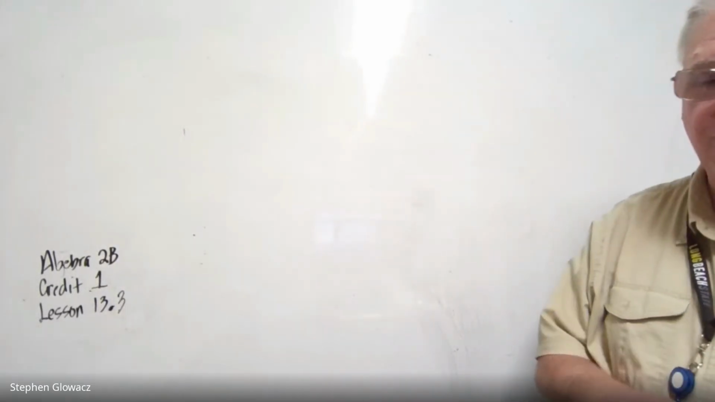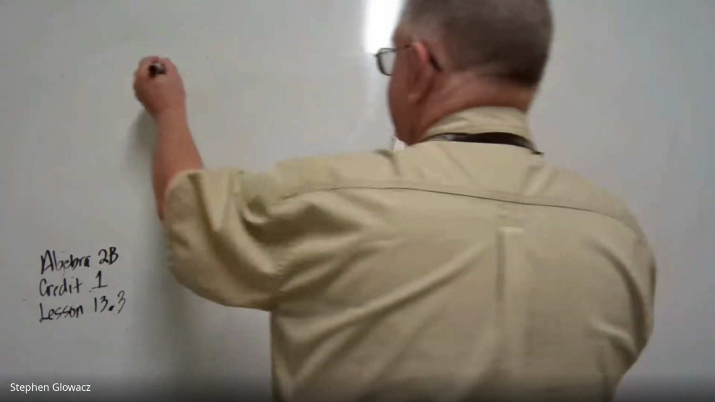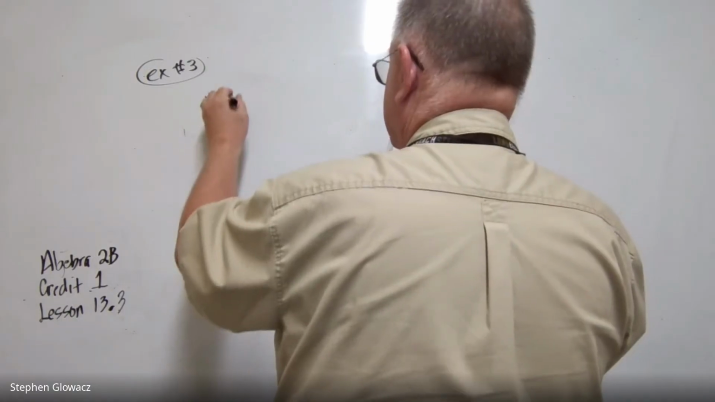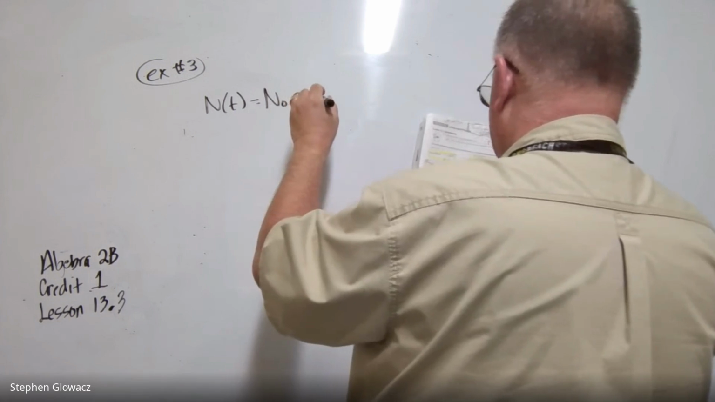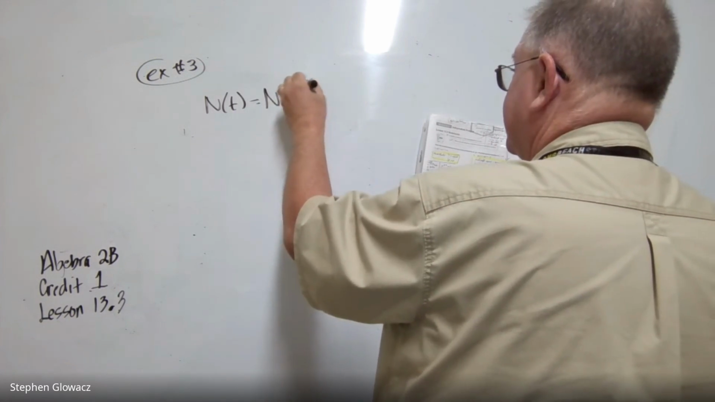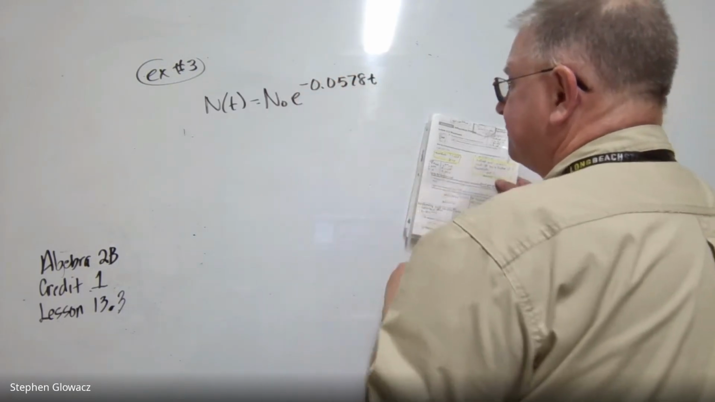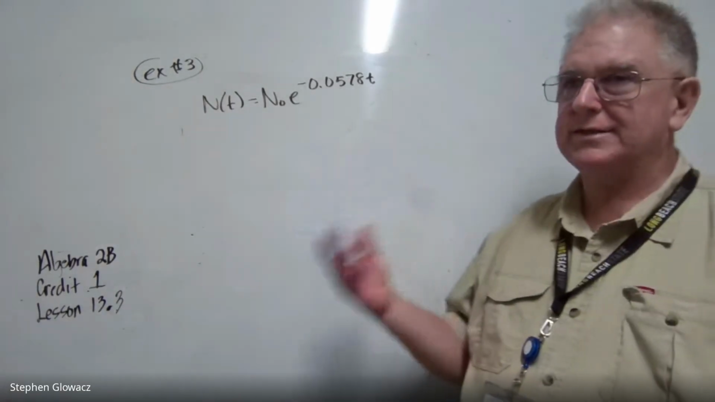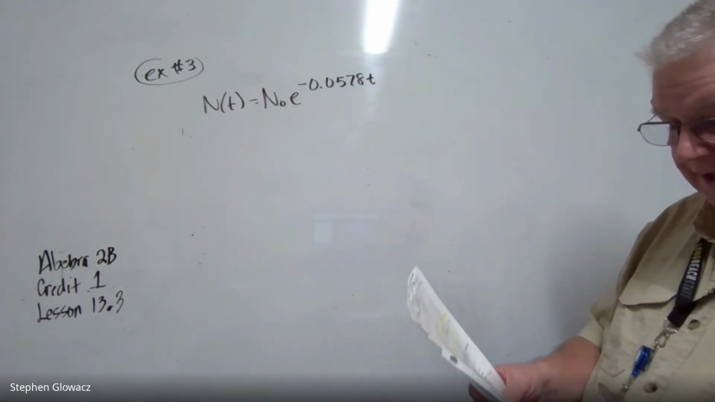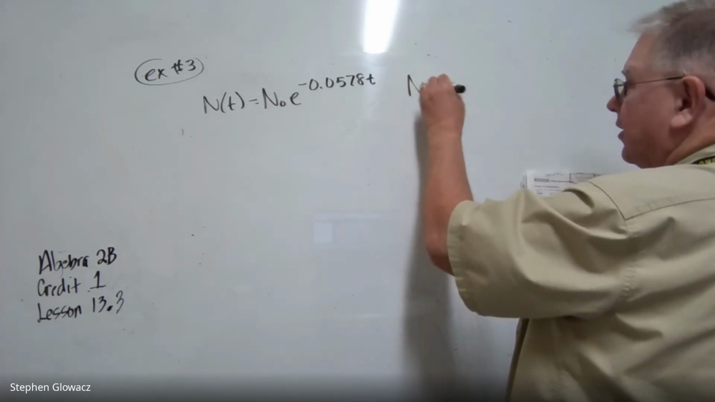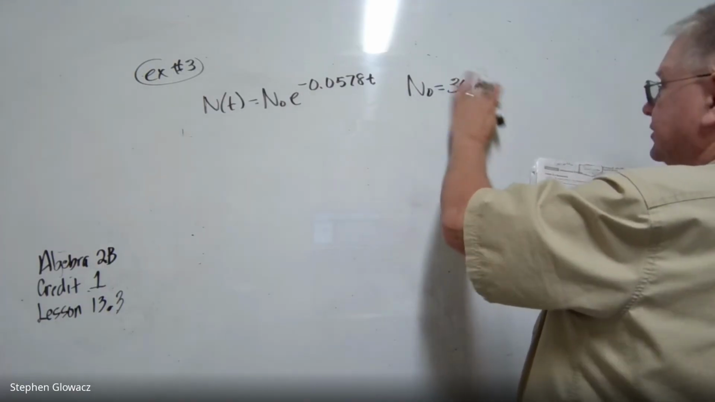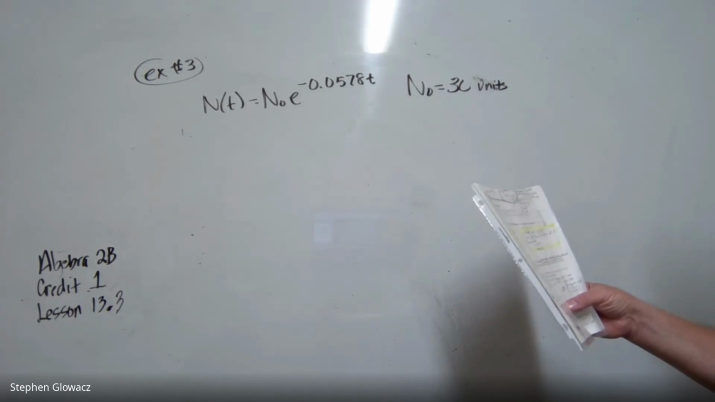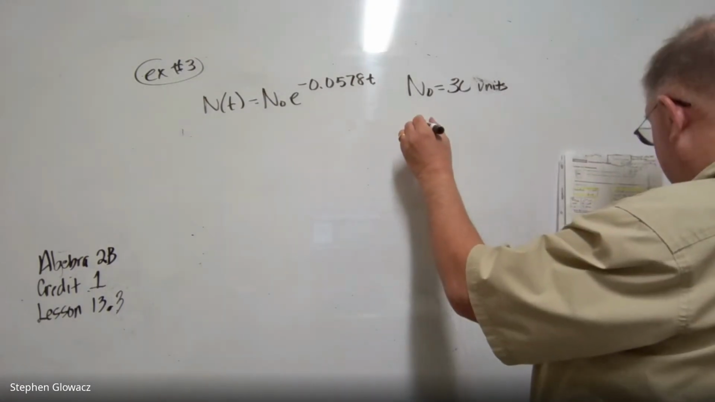All right, so let's take a look before we go to Desmos. Let's go ahead and set up our function here. So we have N of t equals N sub 0, and for our example, we're going to have e to the negative 0.0578 t. And in our example, we're going to say that this is a certain type of insulin. So the initial amount, our N sub 0, is 30 units. And we want to know how long it takes to decay to 8 units.